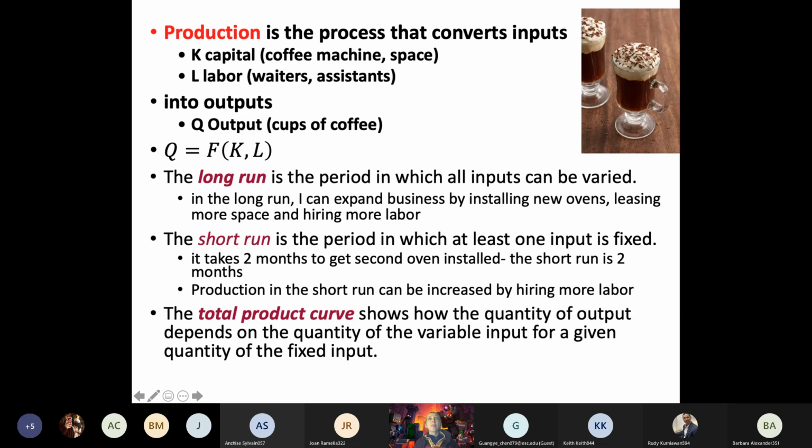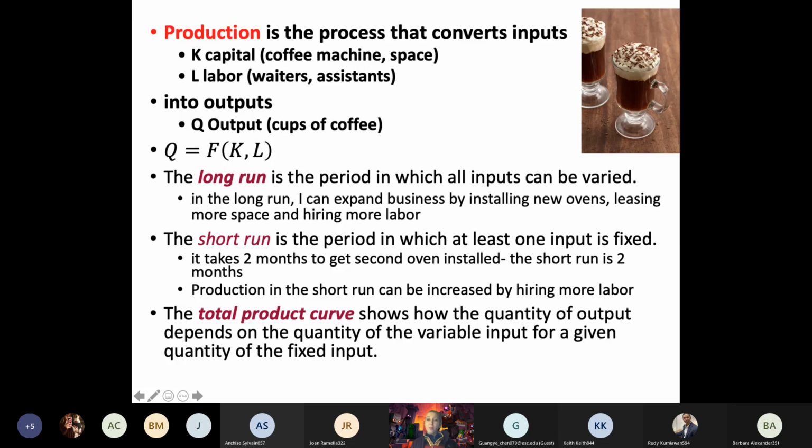Whereas for, let's say, an airplane manufacturer, it takes several years to expand facilities. But in the short run, something like capital is fixed. Sometimes labor is fixed. I'll give you an example, a somewhat strange example, where labor is fixed in the short run, whereas capital is flexible. So a total product curve shows how the quantity of output depends on the quantity of variable input.